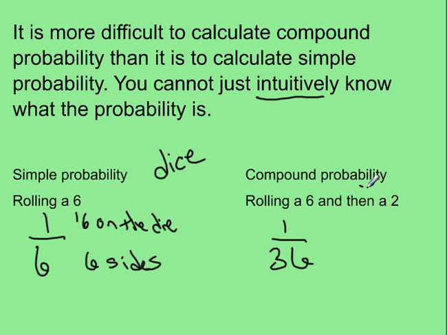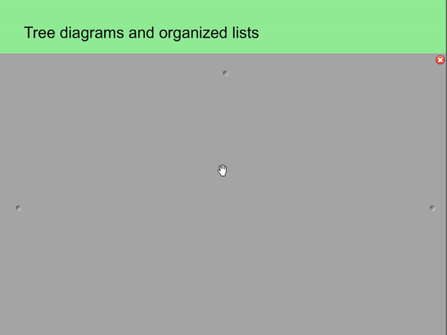And this is actually one of the more simple compound probabilities. So you can't rely on just, oh, I know how to do it. You have to take your time and work through the steps like a tree diagram and an organized list in order to really make sure you get the answer correct. So let's talk about these tree diagrams and organized lists.